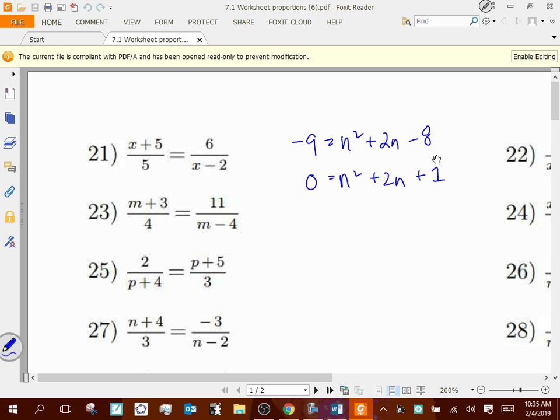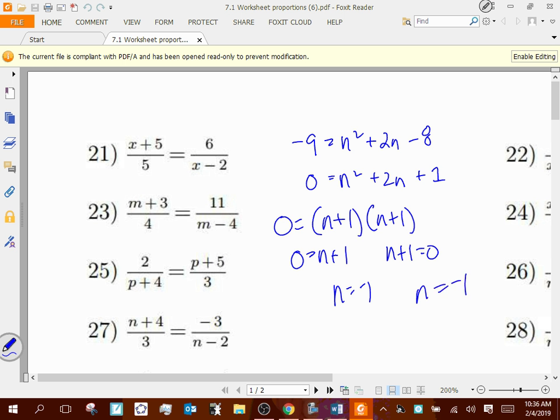Now, two numbers that multiply together to give me 1, and add to give me 2 are 1 and 1. So n plus 1, n plus 1. And this happens from time to time when you get duplicate answers. So n equals negative 1 and n equals negative 1. If I plug in negative 1 here, we get 3 over 3. Plug in negative 1 here, I get negative 3 over negative 3. Those are equivalent.